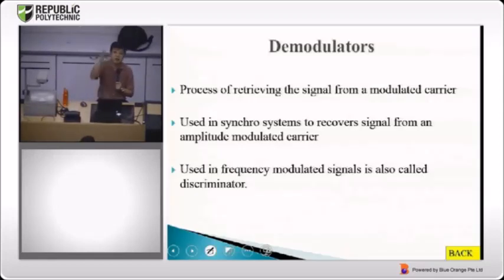When we transmit this data, we want to receive it, right? So this demodulator is something like your filter. Once I transmit, I need to filter my original data back. So on the receiving end, your radio actually acts as a filter. It filters out the carrier frequency, and then what is left behind is your original data.